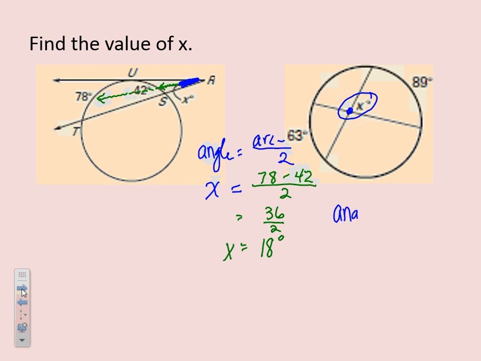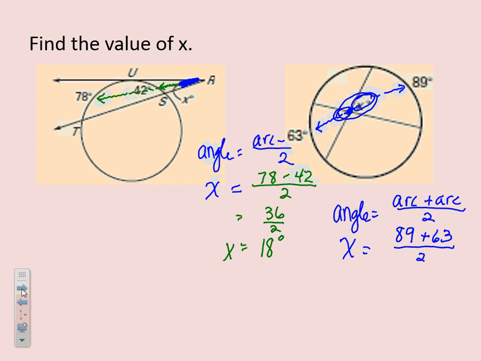That is the angle equals arc plus arc divided by 2. So my angle is labeled with an x. Arc plus arc. Now if my x is here, and this would be vertical to it, so they'd be the same number of degrees, I have an arc across from here of 89, and I have an arc across from his vertical angle, which is 63. Those are the 2 angles you're going to add. 89 plus 63, and then we'll divide that answer by 2, and you should end up with 76. So 76 degrees is what that angle x is.